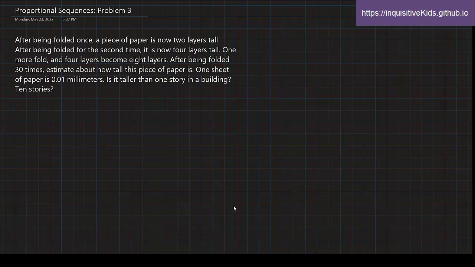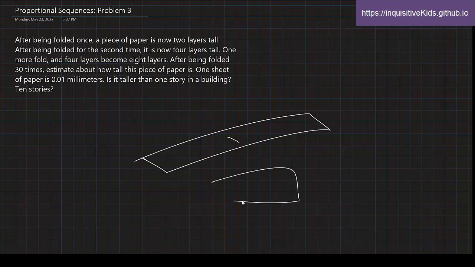Problem 3. After being folded once, a piece of paper is now 2 layers tall. So that makes sense, right? Piece of paper folded in half. Now from the side, it would look like this. So 2 layers tall.